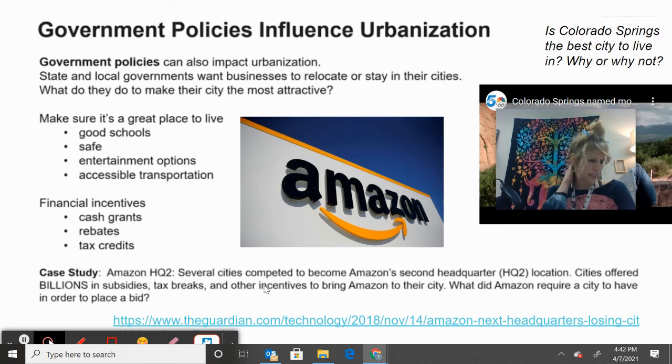And then I put in a link there that's other requests that they made, like having a street in the city named Alexa, and getting free zoo passes and so forth. Okay, so again, that's just a good example of how governments, like city governments, can give breaks to big corporations that are looking to put their headquarters in that area.